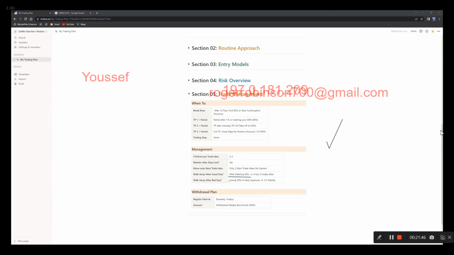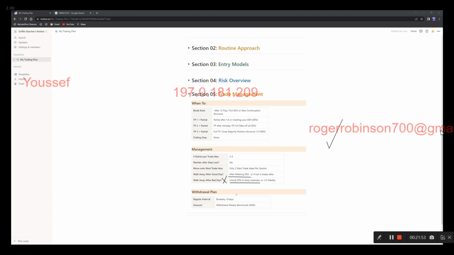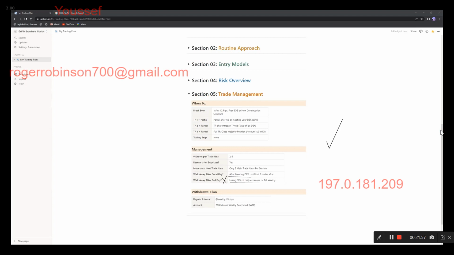All right. You want to walk away for a bad day too, losing 50% or all of your daily expenses or half of the weekly. This is when you should walk away. Then your withdrawal plan, as mentioned, I would always have a regular interval. I would either do daily, bi-weekly, or on Fridays. I would encourage you guys to initially withdraw profits on a daily basis, not to your personal money, but to a separate account.